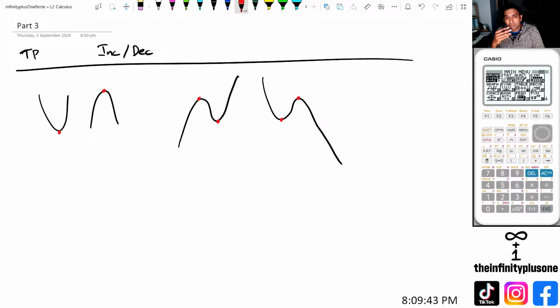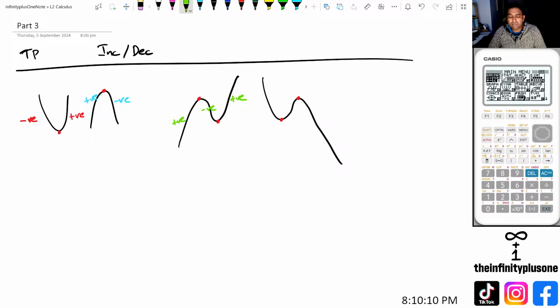Basically, it's when the gradient, the slope, actually changes. So on this side, all the gradients are negative, but after the turning point, it becomes positive. For the second curve, we've got positive here, negative here, and if you look at the cubic, we've got positive, then negative here, and then positive here.